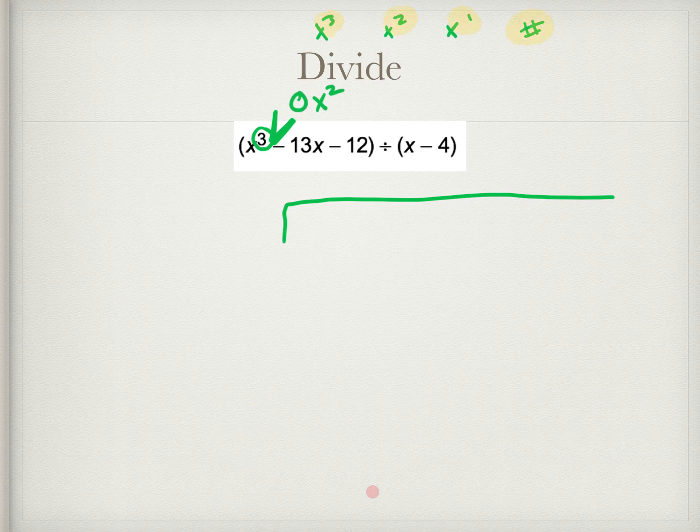Yep, I can just plug it in. Because it's 0x squared, so it's like adding 0 into the problem. It's kind of just going to act as a placeholder for us. So x cubed. So we just rewrite it, but make sure you put 0x squared in there. So x cubed plus 0x squared minus 13x minus 12. And then x minus 4 goes on the outside.